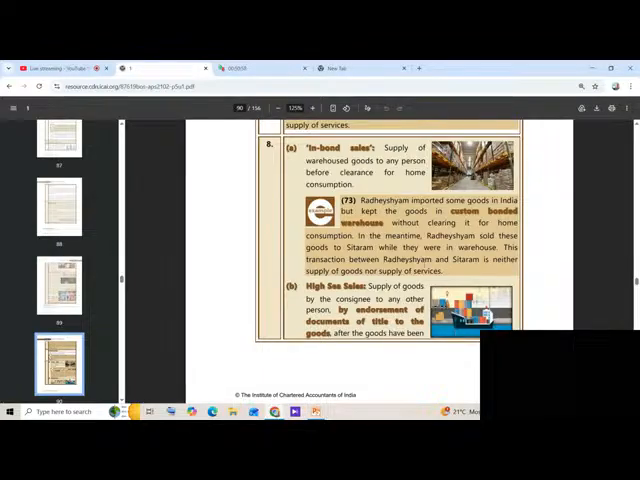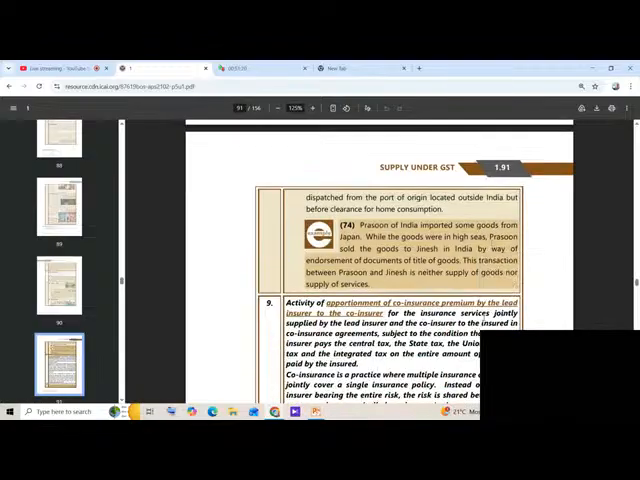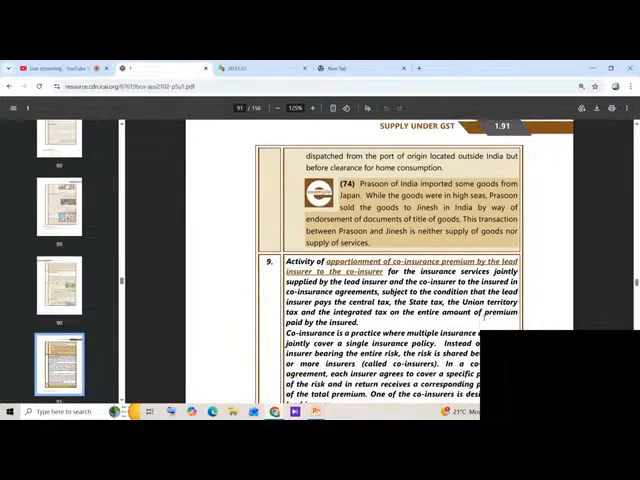High sea sales. Supply of goods by the consignee to any other person by endorsement of documents of title to the goods after the goods have been dispatched from the port of origin located outside India but before clearance for home consumption. Prasun of India imported goods from Japan. While the goods were in high seas, Prasun sold the goods to Jinesh in India by way of endorsement of documents of title of goods. This transaction between Prasun and Jinesh is neither supply of goods nor supply of services.